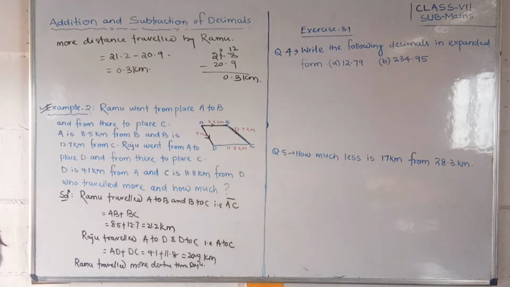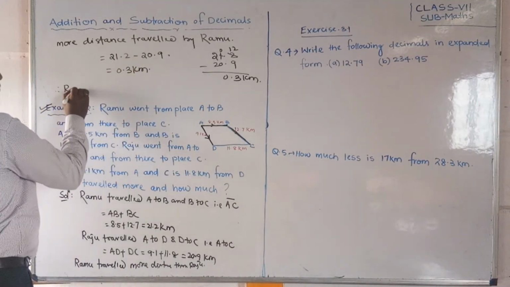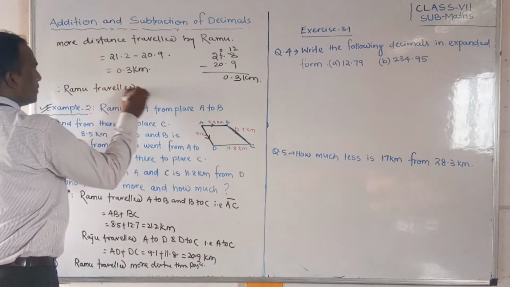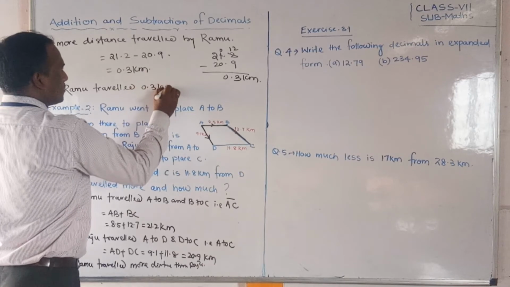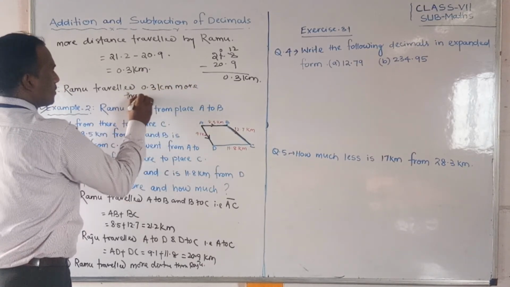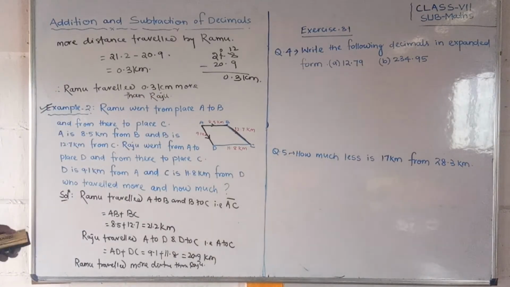kilometers. Okay, so now hence Ramu traveled 0.3 kilometers more than Raju.